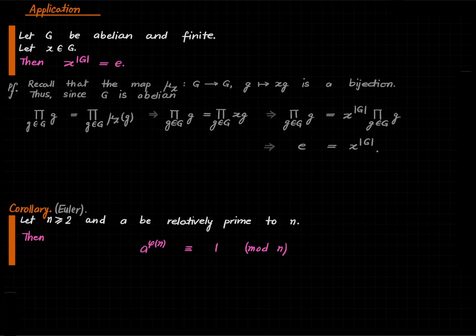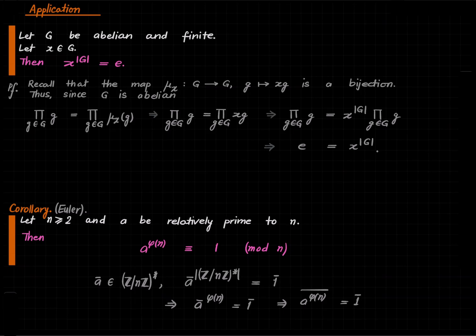So why is this true? Well, let's just use this theorem. a bar is an element of Z mod n Z star because a is relatively prime to n. And thus a bar to the power size of Z mod n Z star, by the previous lemma, is the identity of the group, which is 1 bar. And this implies a bar to the power phi n is 1. But this is the same as a to the phi n bar is equal to 1 bar. And this equation and that congruence are exactly the same thing.